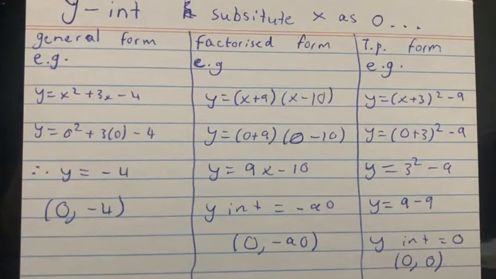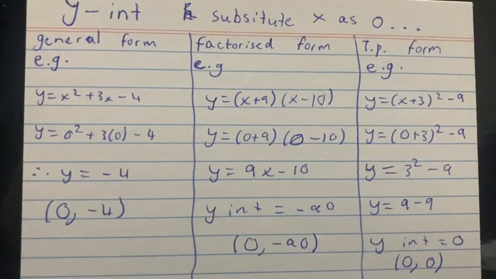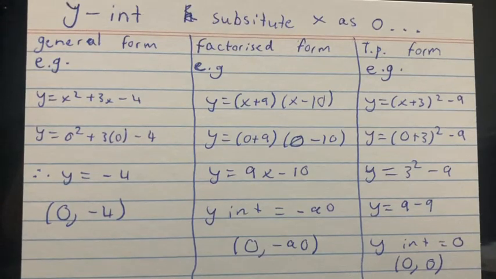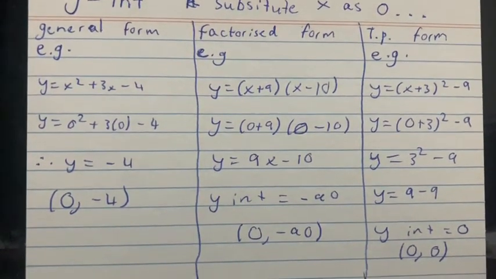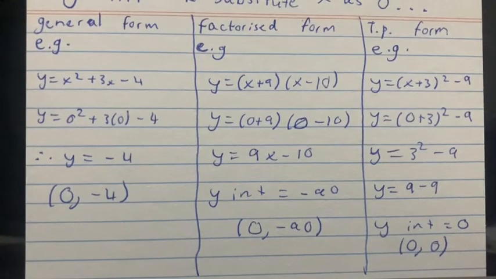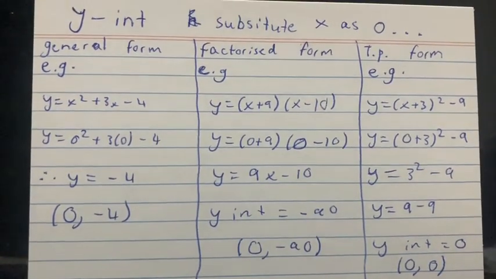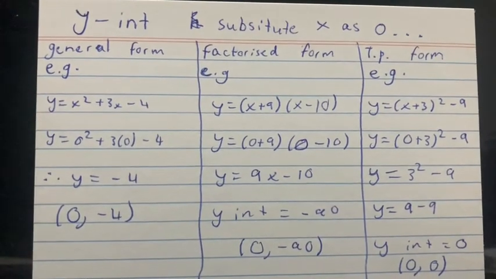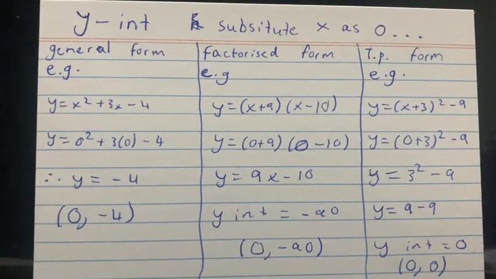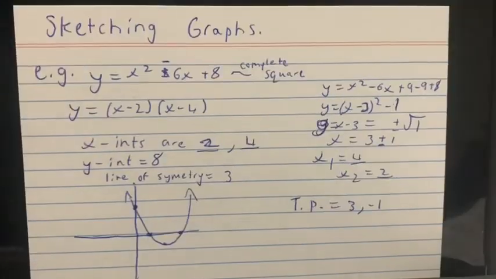In the turning point form equation of y equals, in brackets, x plus 3 squared take 9, as you substitute x as 0, you get y equals, in brackets, 0 plus 3 squared take 9. Therefore, you'd get 3 squared, 9, take 9, and then you get y equals 0.